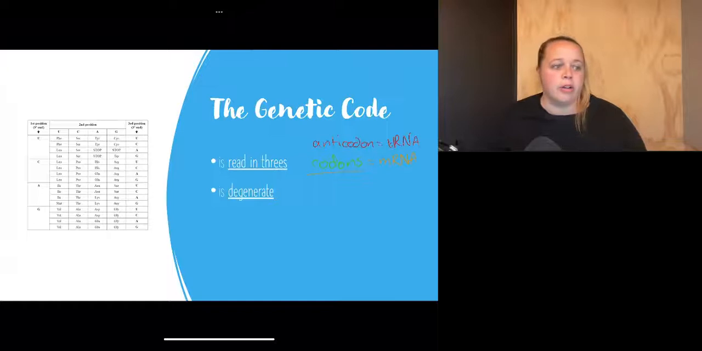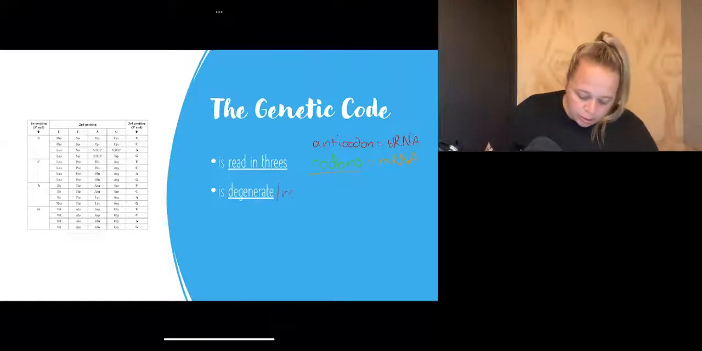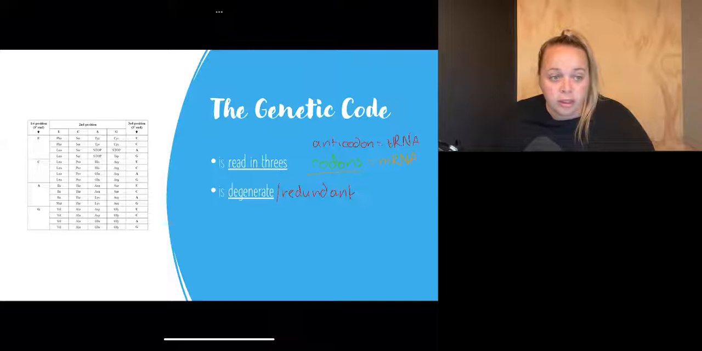The second word we've got here is this word degenerate. Now, degeneracy, sometimes you might also see it being called redundant. So either one of these words, they're synonyms for each other in terms of this. And what it means when we say the genetic code is degenerate or redundant, it means that more than one codon codes for the same amino acid.